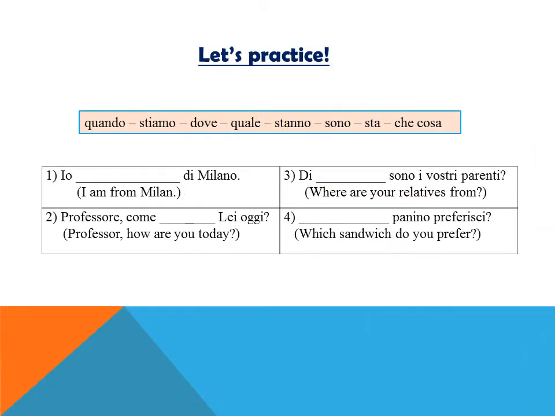Fill in the blank in the sentences in the box with the correct word taken from the word bank. The words in our word bank are quando, stiamo, dove, quale, stanno, sono, sta, che cosa. Number 1. Io blank di Milano. Number 2. Professore, come blank lei oggi? Number 3. Di blank sono i vostri parenti? Number 4. Blank panino preferisci?